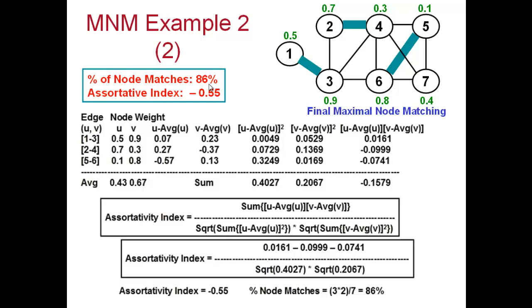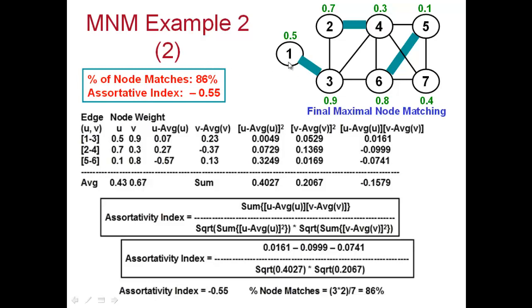So now what we want to find out is whether the end vertices of these edges that we selected for the maximal node matching are similar to each other with respect to those node weights that were also given in the graph, because we did not consider them for finding the maximal node matching.